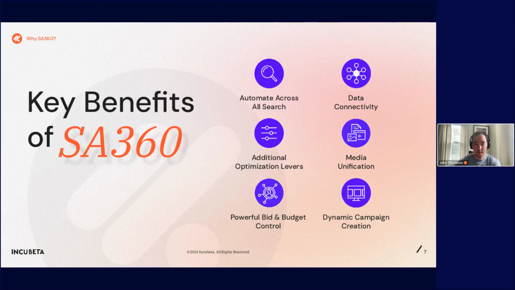Next, we'll look at the 6 key benefits of SA360. And these are really the pillars that we lean on at Incubeta for bringing our clients forward and really making that push into a more enterprise search solution. So the first one being automate across all search. Like I mentioned, you can have shared bid strategy portfolios across different search engines and then optimize toward a common conversion source. This is really powerful in eliminating multiple different tracking tags and bringing all of your search advertising under one roof. The next one would be data connectivity.